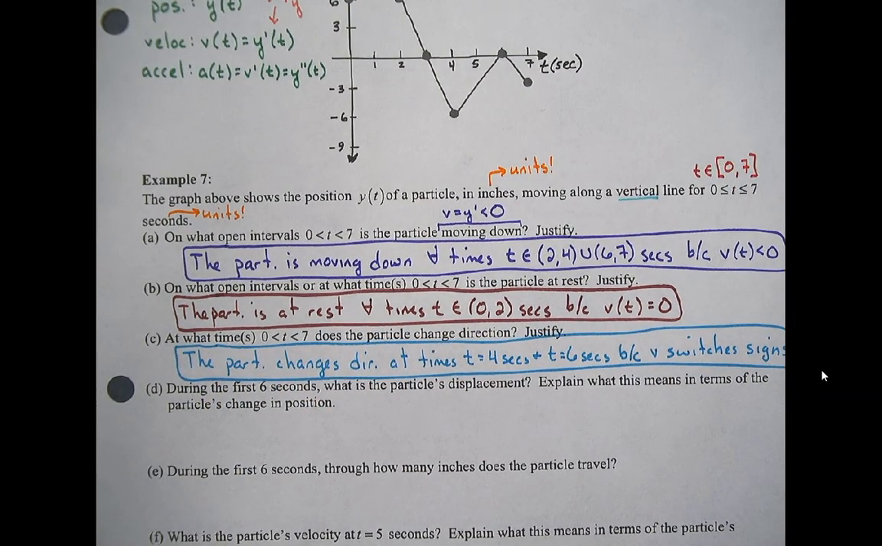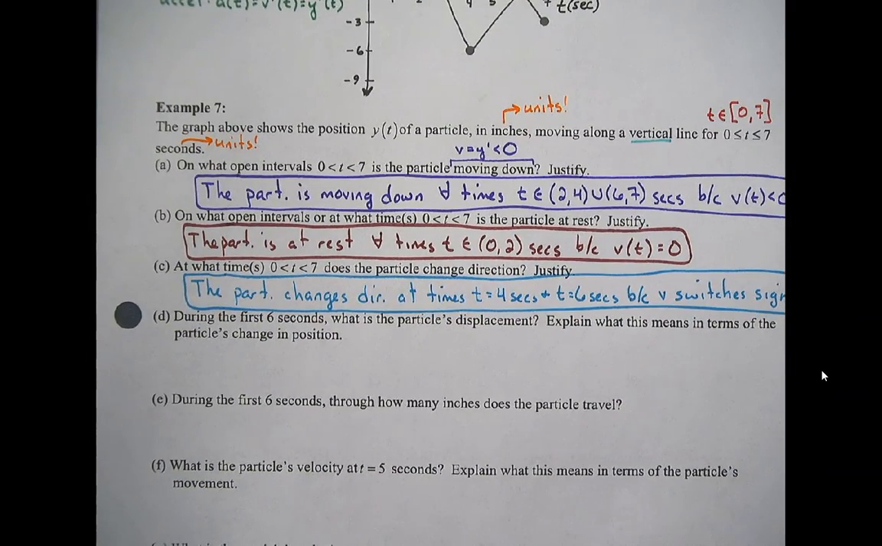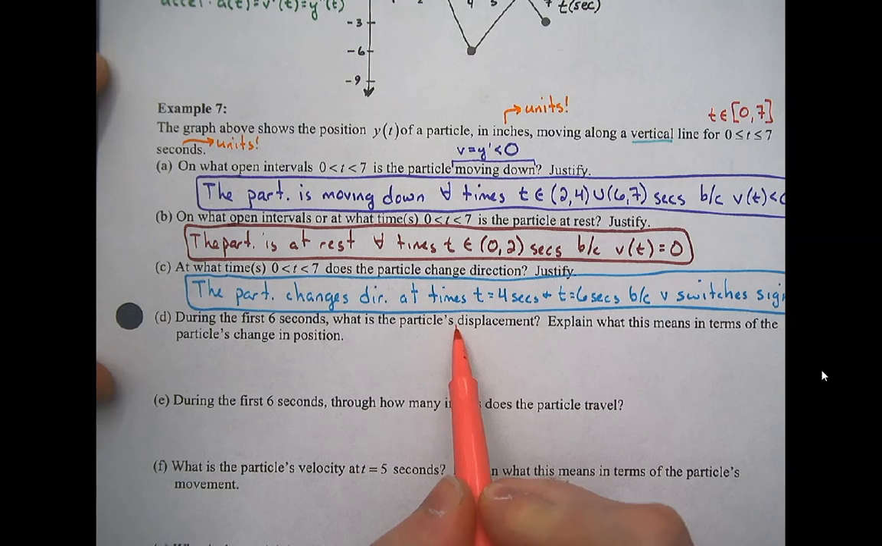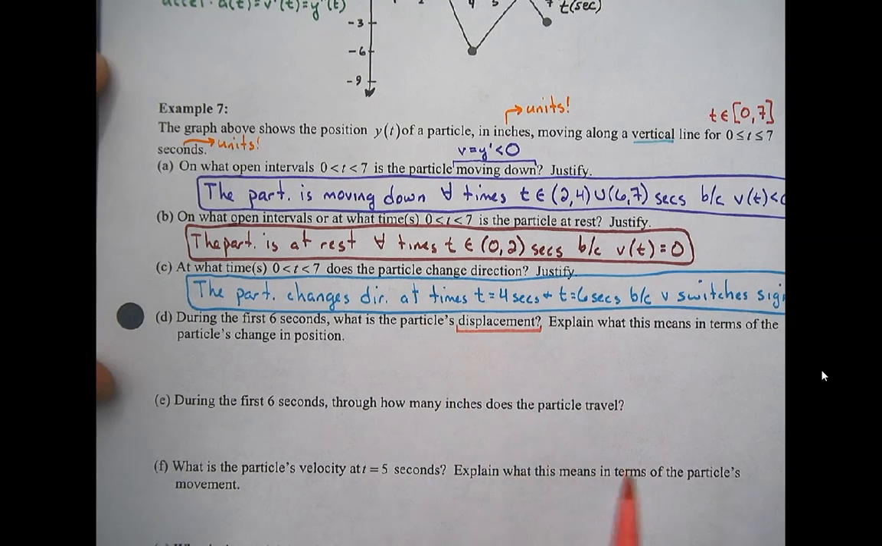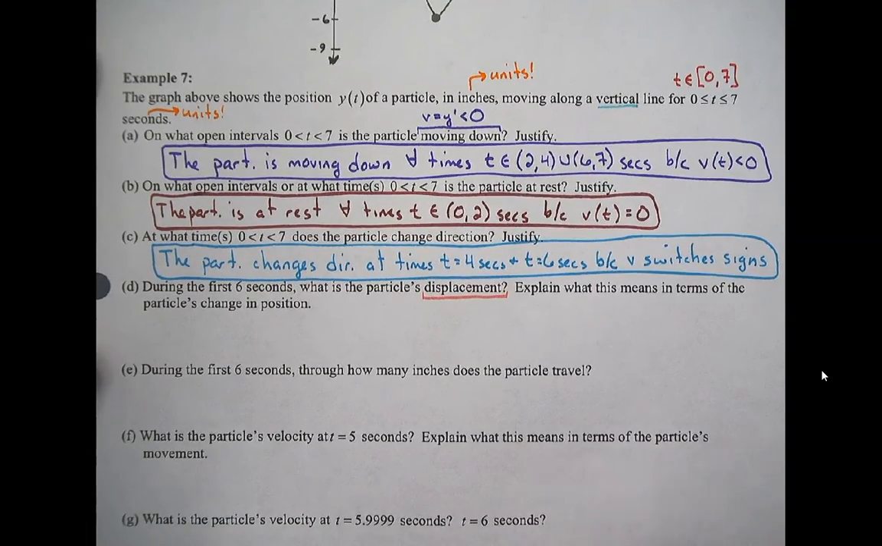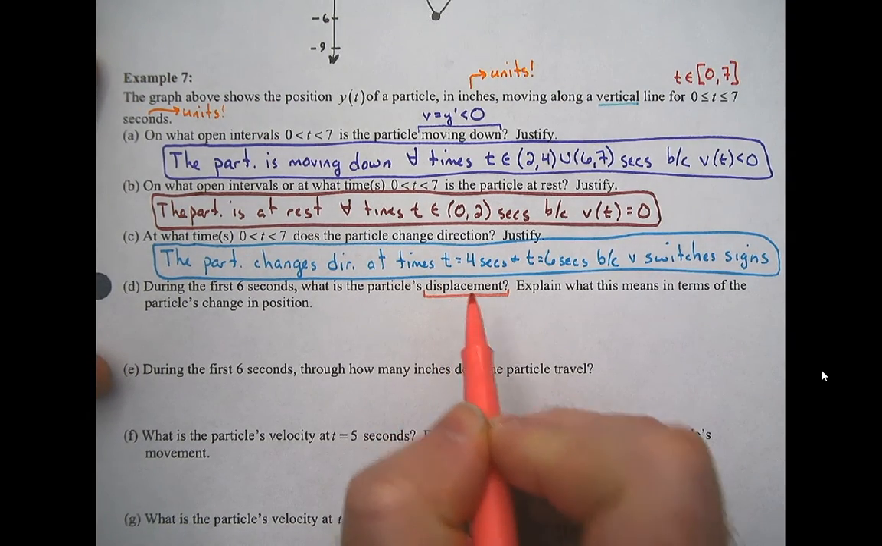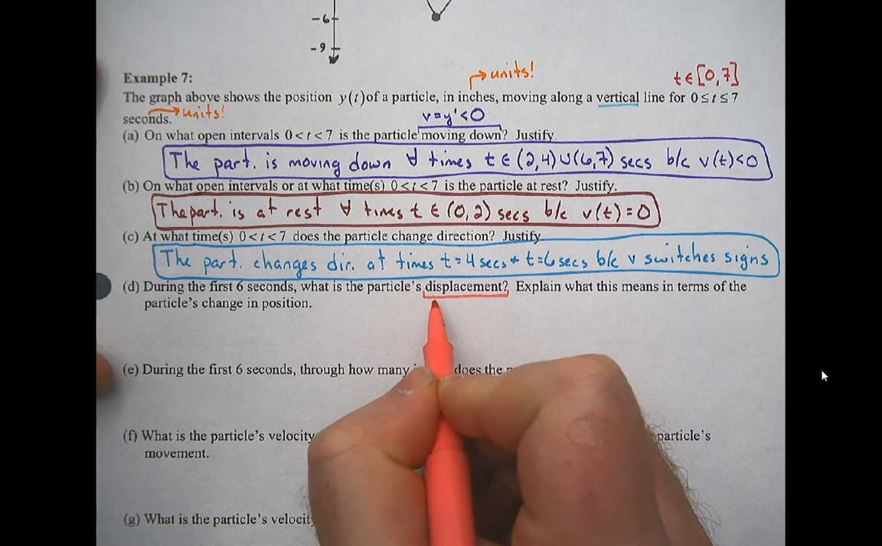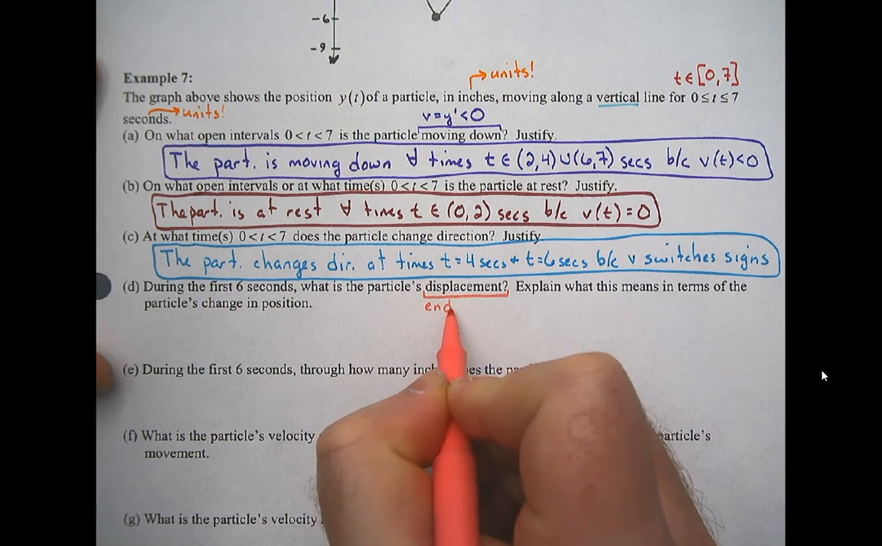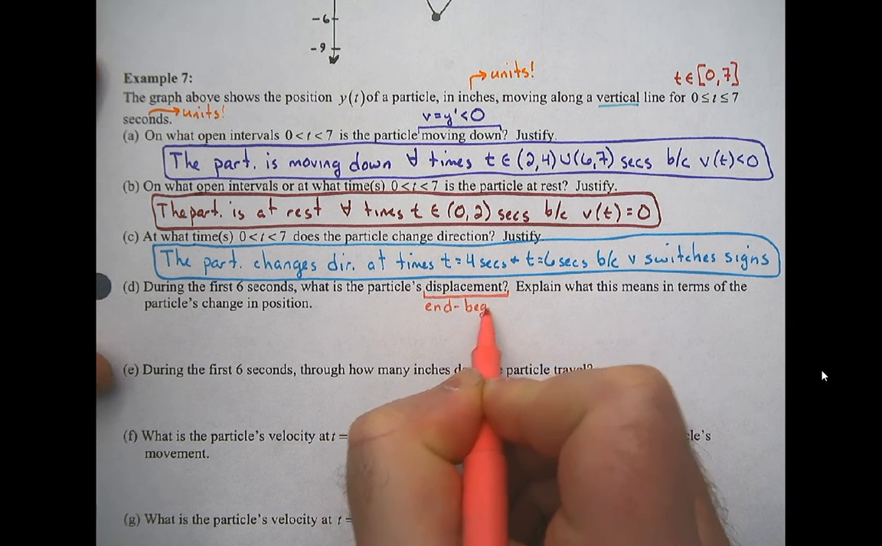During the first 6 seconds, what is the particle's displacement? Okay, so let's annotate this. What does displacement mean? There's distance, then there's displacement. Distance is a measure of total distance traveled, where displacement is a comparison of where did you start and where did you end. Displacement can have a sign. So when I want to do a displacement, I take the end and I subtract the beginning.